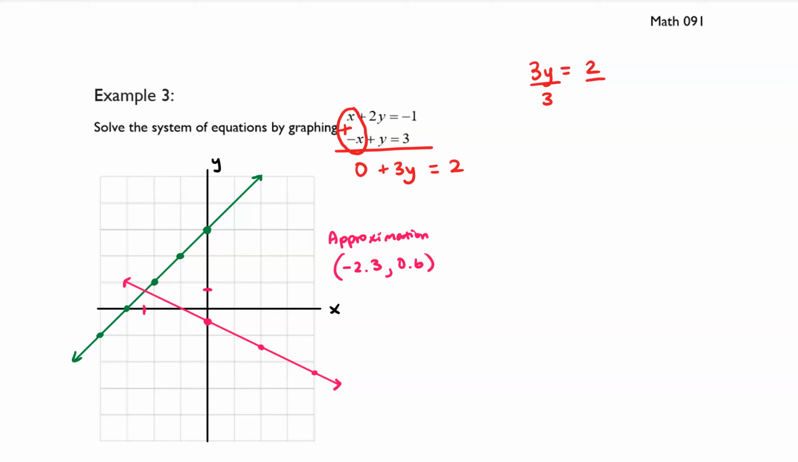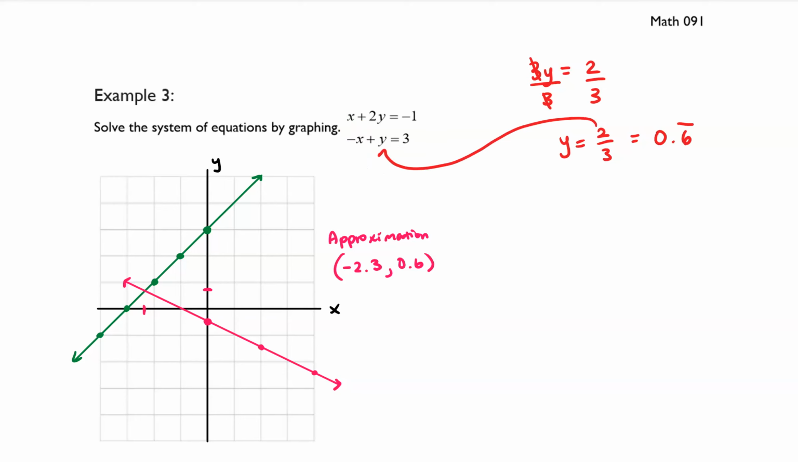And then if I divide both sides by 3, I get y is equal to 2/3. And that's actually pretty close to my approximation because 2 divided by 3 is equal to 0.6 repeating. So my approximation was pretty close. Let's go ahead and figure out what the x value is. So I'm going to take that y value and plug it into our second equation here. And it doesn't matter, again, which one you plug it into, but I'm going to choose the second one because that one looks like it's a little bit easier to work with.